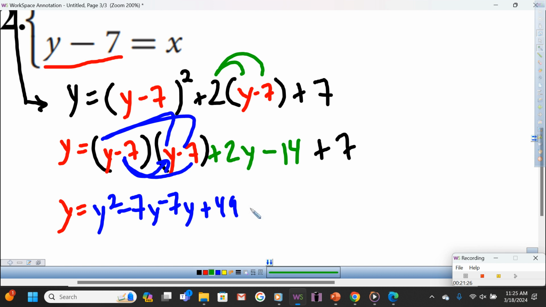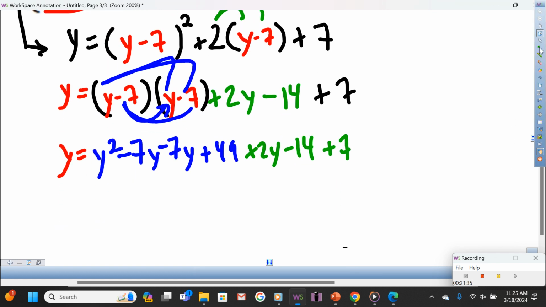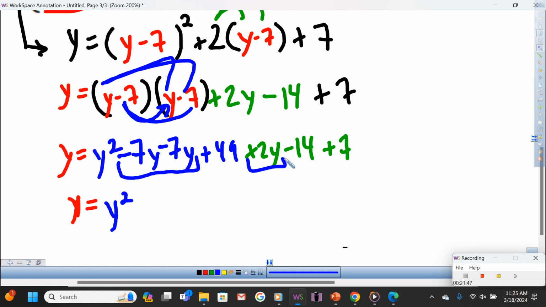All right, pretty good. Bring down the plus 2y, the minus 14, and plus 7. And let's simplify all that. Let's see what we get. We got y squared, negative 7y, and positive 2y. What is negative 7, negative 7? Negative 14 plus 2. Negative 12y. Thank you, Kimberly. And then we got 49 plus 7, that is 56. All right, we have a quadratic equation, so that means it needs to be equal to what, everyone?